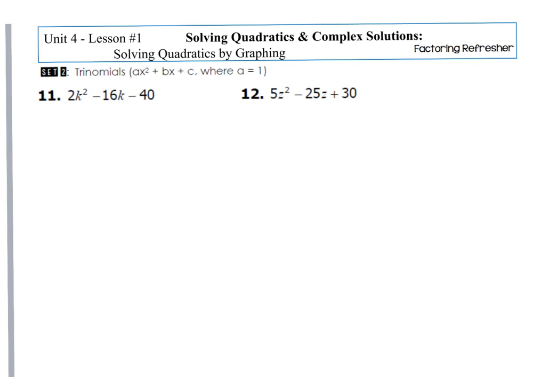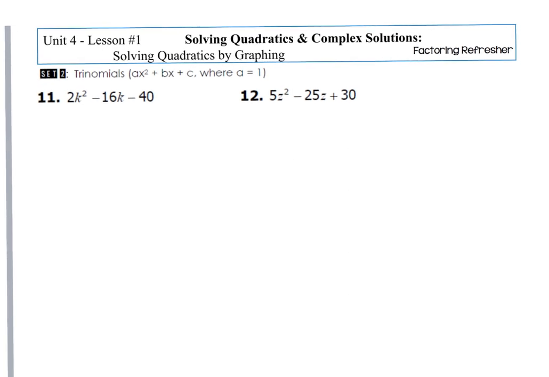Okay, on number 11 and 12, we have a little bit different situation. On 11, we have 2k squared minus 16k minus 40. What's different about this problem is that I've got a number in front of my leading term here. I have a 2 in front of this k squared. On all of the other examples, and I mentioned this on numbers 7 and 8, there was no number in front of our squared term, which means we did not have a GCF to take out. You can only do the 1, 2, 3 factor tree if nothing is in front of that squared term. We need a coefficient of 1.